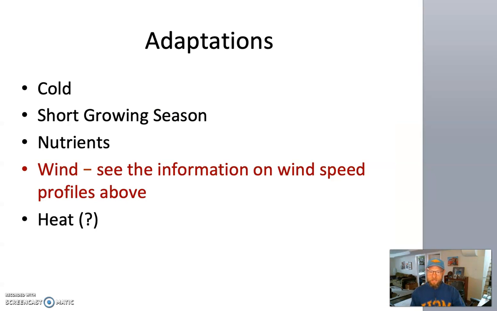Okay, wind. I'm not going to show anything on this because we really talked about it when we talked about that boundary layer. But that high wind speed, the way to deal with that is to be short. And that's why the alpine environment is dominated by short plants. But ultimately, because of their short stature, they're in that boundary layer. And so they're not going to experience those high wind speeds that taller trees would experience.